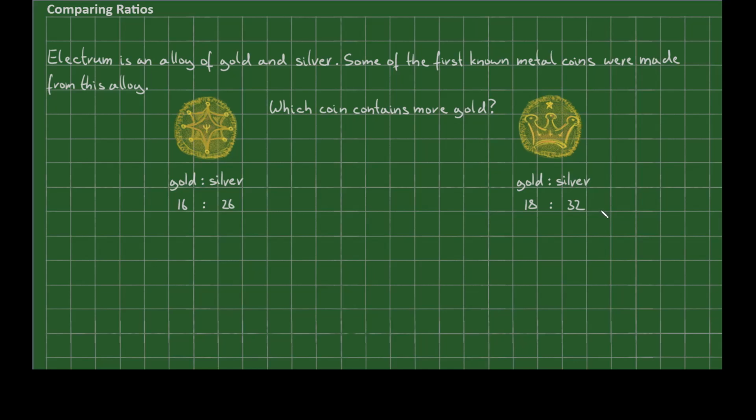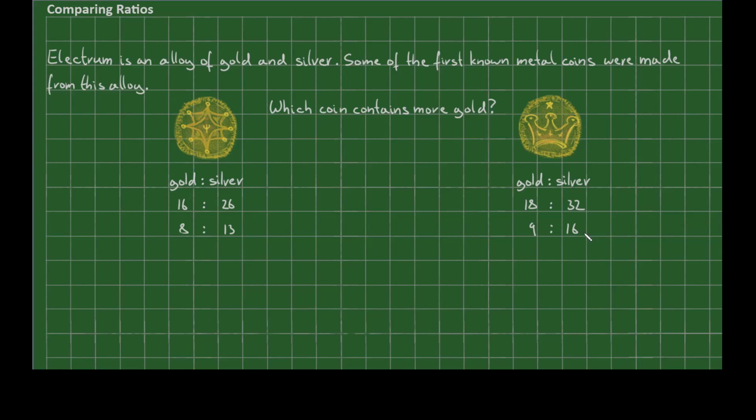Although it is not necessary, I like to simplify my ratios first. In case of 16 and 26, both of these numbers are even numbers, therefore they are both definitely divisible by 2. And so the equivalent ratio would be 8:13. With regards to the coin on the right, 18 and 32 are even numbers and therefore they are both divisible by 2. And so the equivalent ratio would be 9:16.